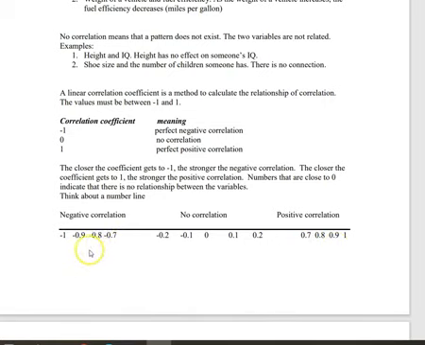-0.7, -0.8, -0.9. As you get closer to -1, you're getting a stronger negative correlation. That means there's not really any exceptions to the rule.